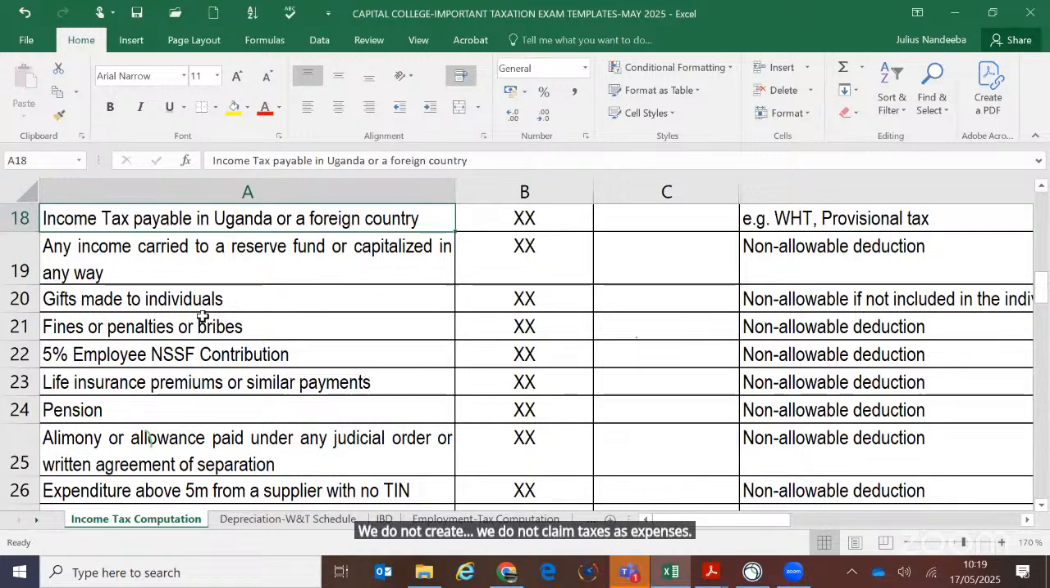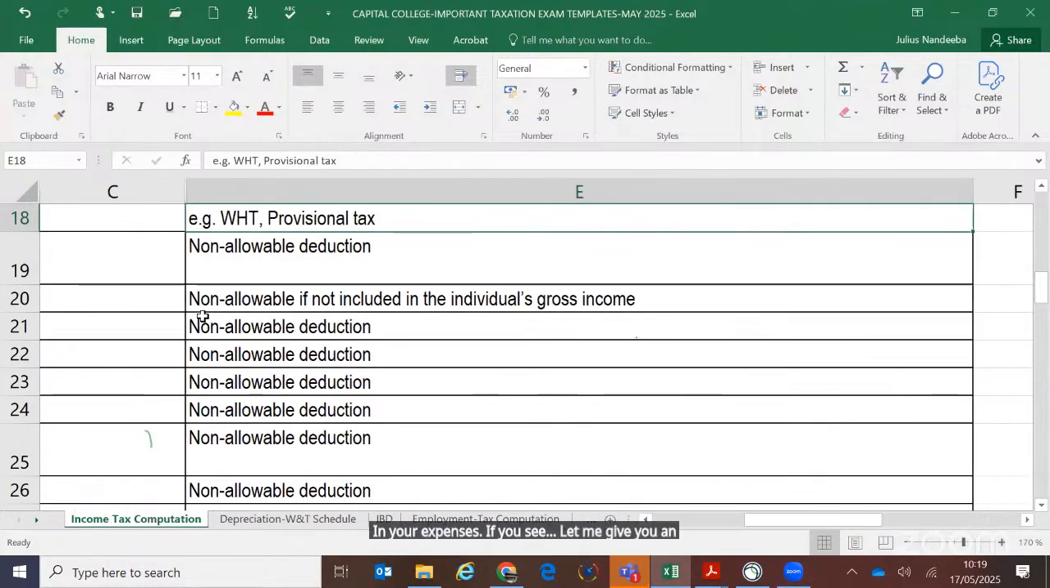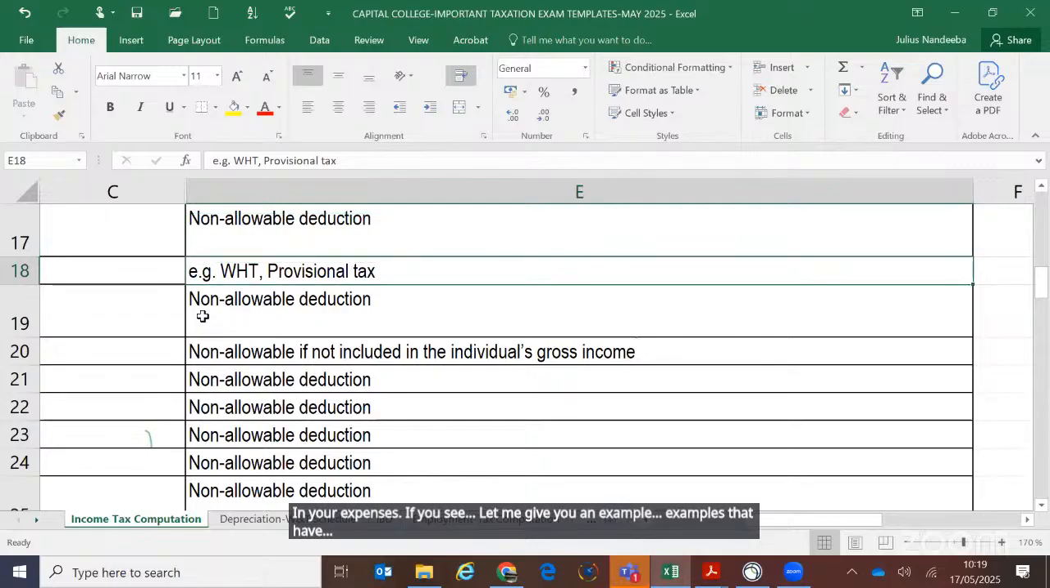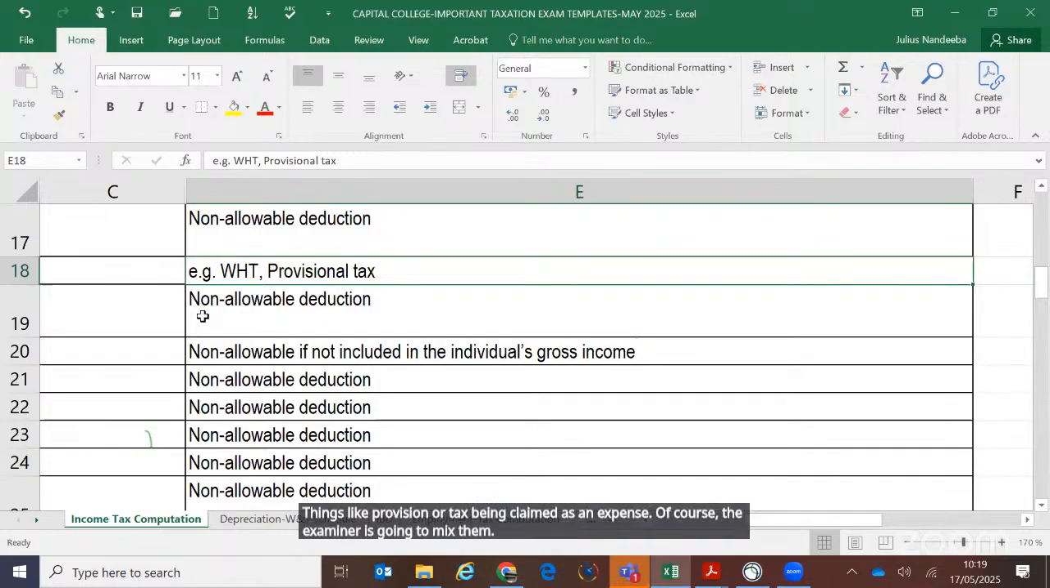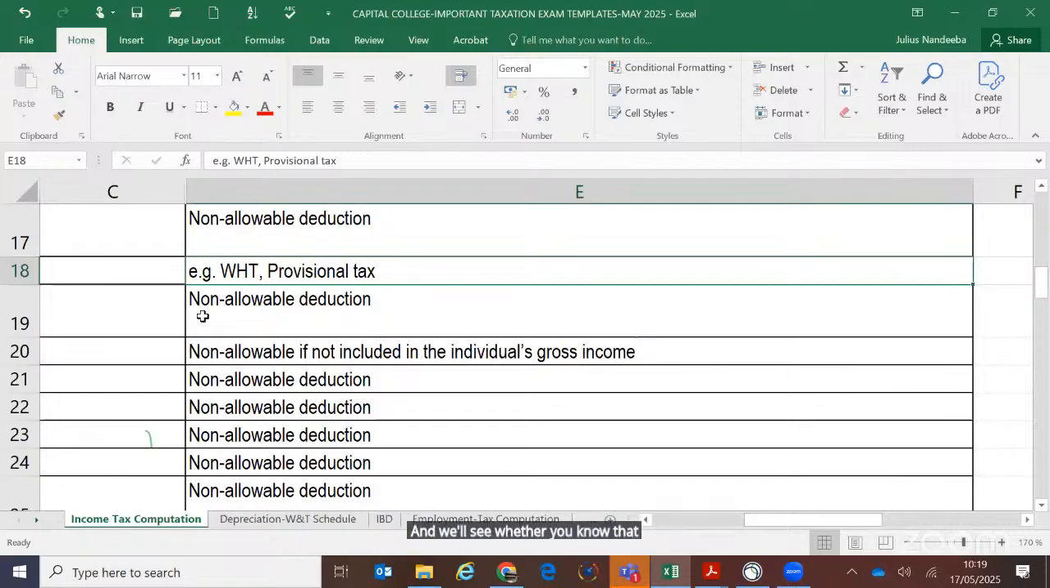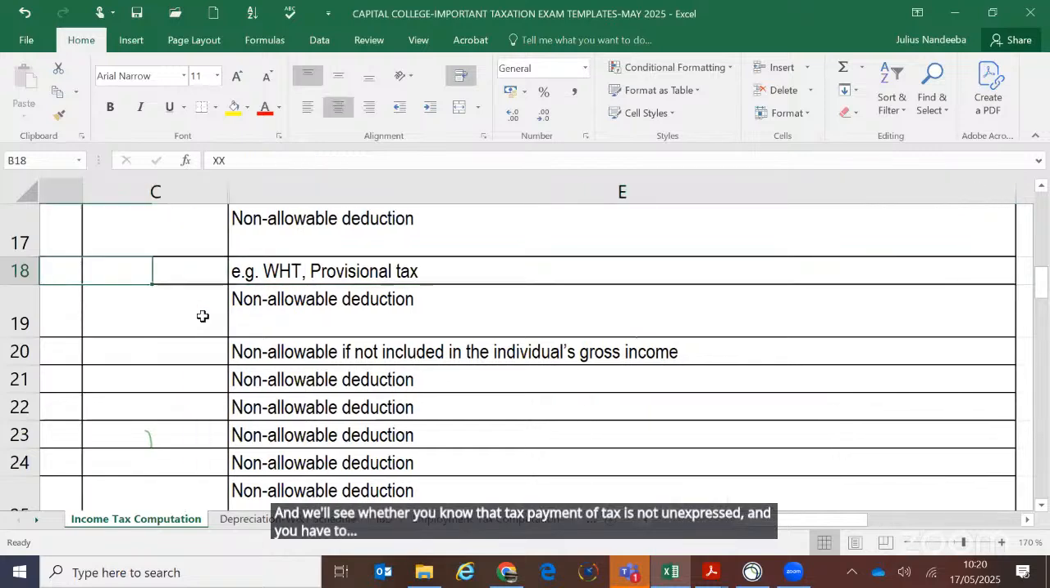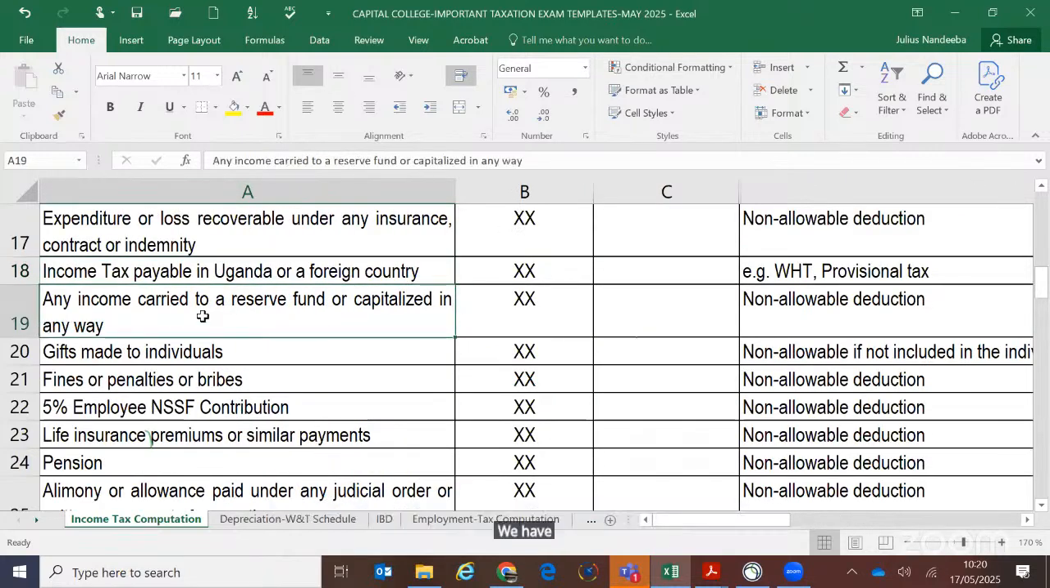So if you see they have included, for example, withholding tax in your expenses, let me give you examples that have largely come up. Things like withholding tax being claimed as an expense. Things like VAT being claimed as an expense. Things like provisional tax being claimed as an expense. Of course, the examiner is going to mix them and wants to see whether you know that payment of tax is not an expense and you have to add it back.